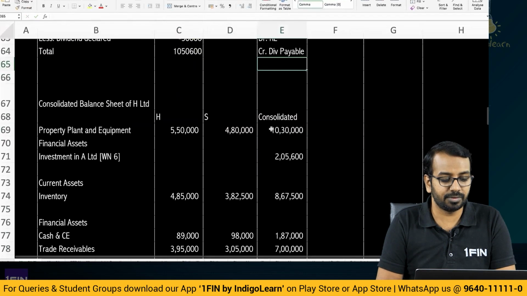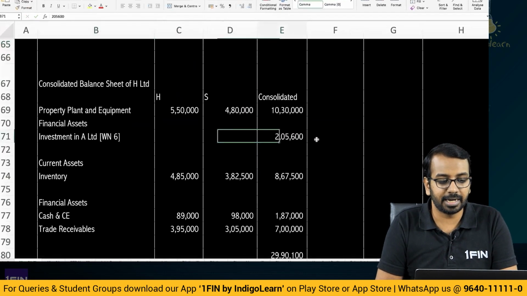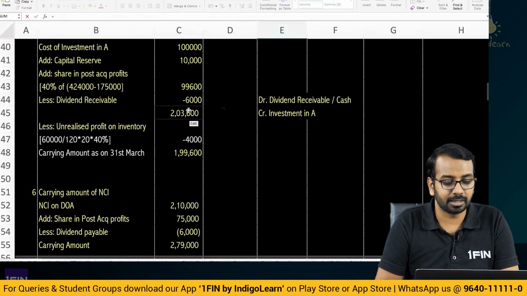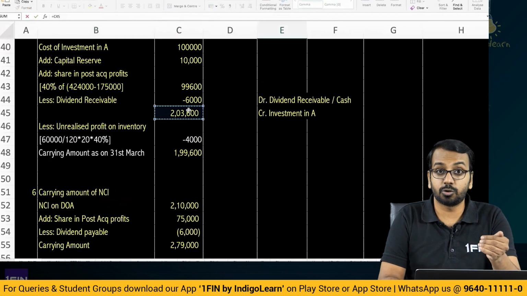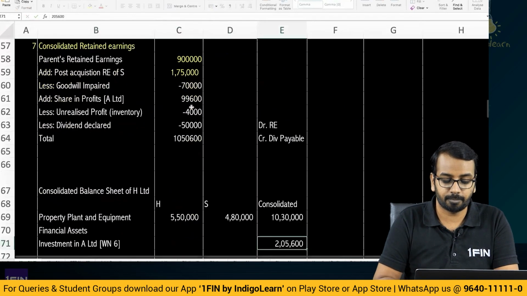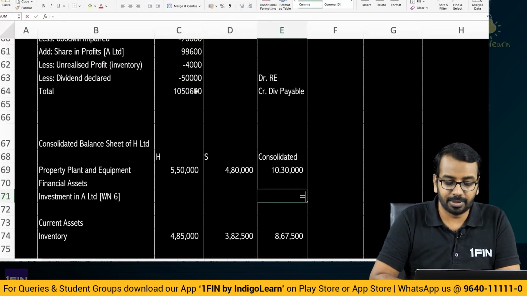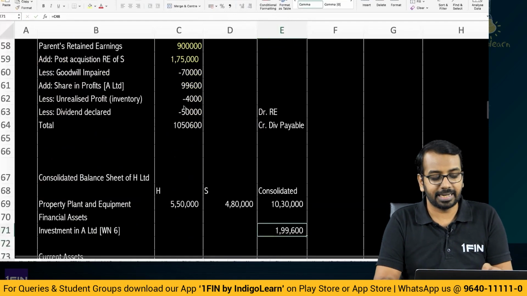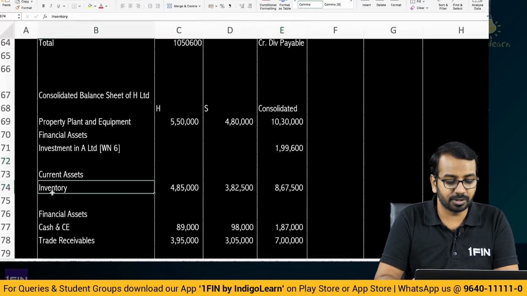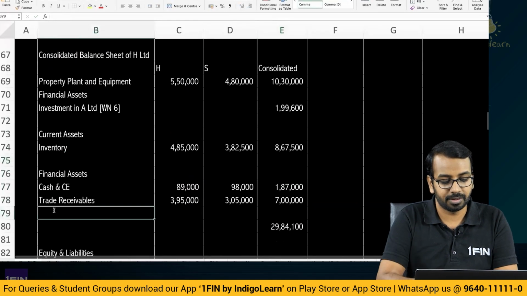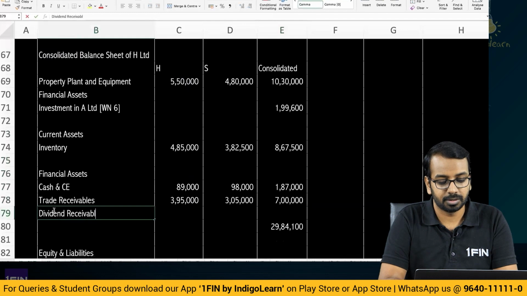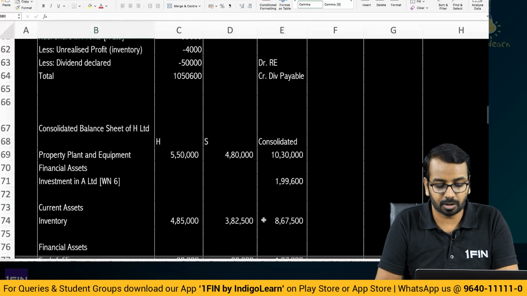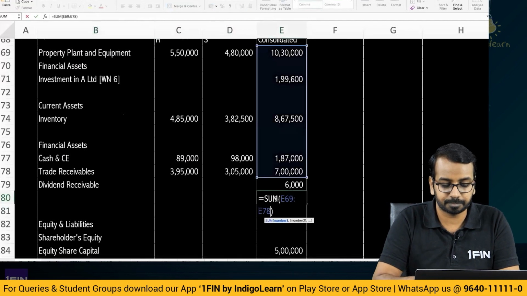Now where will we adjust each of these in the balance sheet? See, investment in A Limited will be coming down to 2,03,600. Now when I am reducing this to 2,03,000, investment in A Limited will come down to 1,99,600. When I am reducing it to 1,99,600, there is a current asset which is financial asset receivable. How much? 6,000. Okay. Then, accordingly we have to update the balance sheet also.